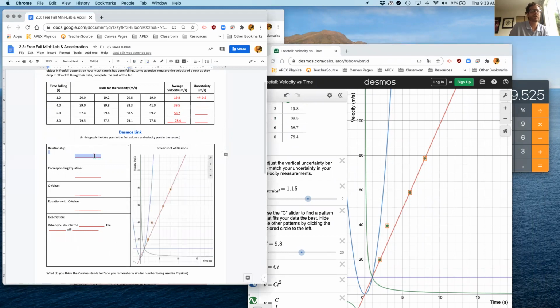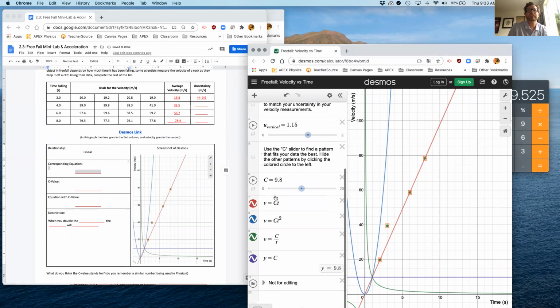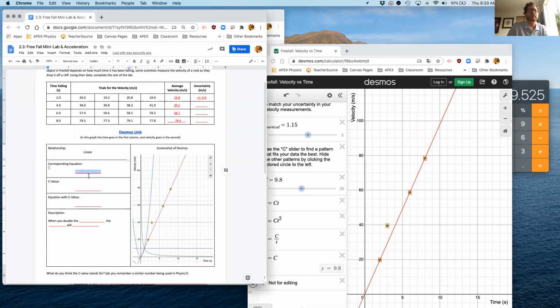Cool. I can say that this right here is linear. The corresponding equation is, I look over here, and it's for this one right here: V equals C times T. That comes from this part right here. My C value is 9.8. And for my equation with the C value, I basically take this and input it into the C here. So V is equal to 9.8 times T. And when you double the time, the velocity, since it's linear, will double as well. Cool? Cool. So that's that.